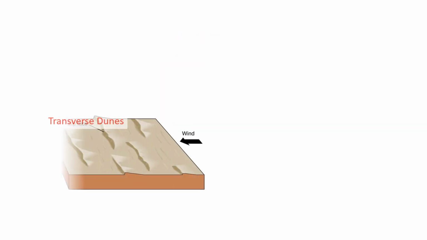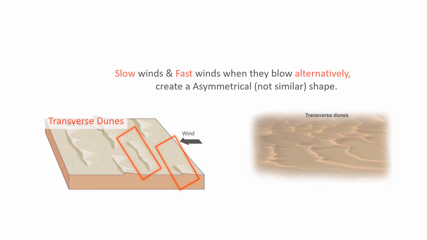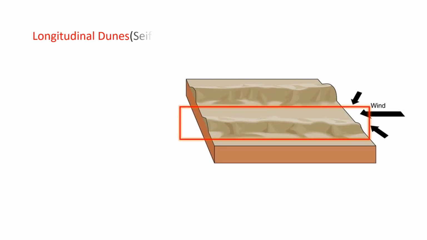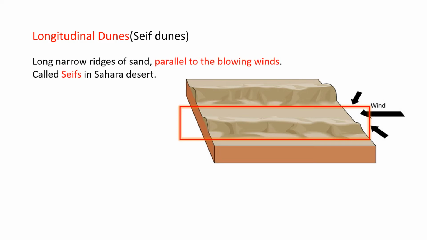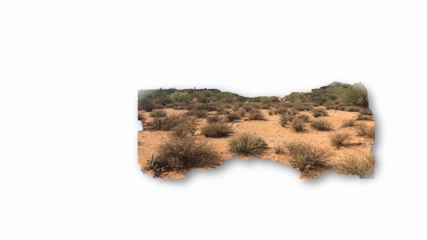Transverse dunes. These are formed by winds that blow slow and sometimes fast in an alternating manner, and so their shape is also irregular. When dunes appear long, straight, and narrow, extending in the direction parallel to the wind, then such dunes are called longitudinal dunes. These dunes are called the seifs in the Sahara. At the outer edge of the desert, or the rim of the desert as we may call it, fine deposits of silt are visible. Such deposits are called loess.